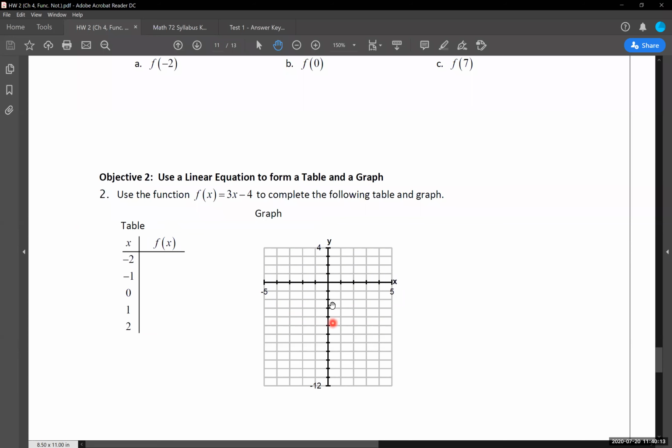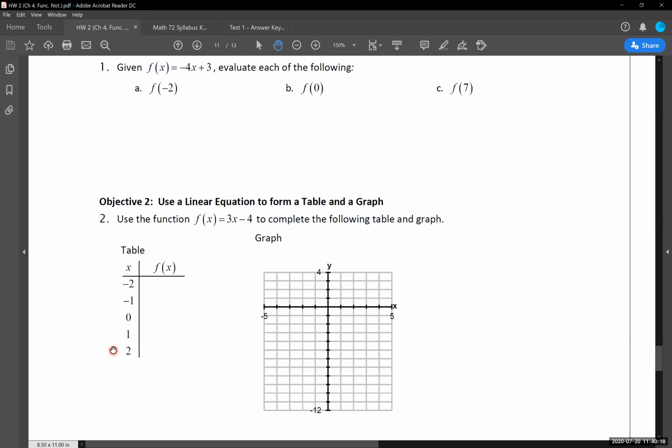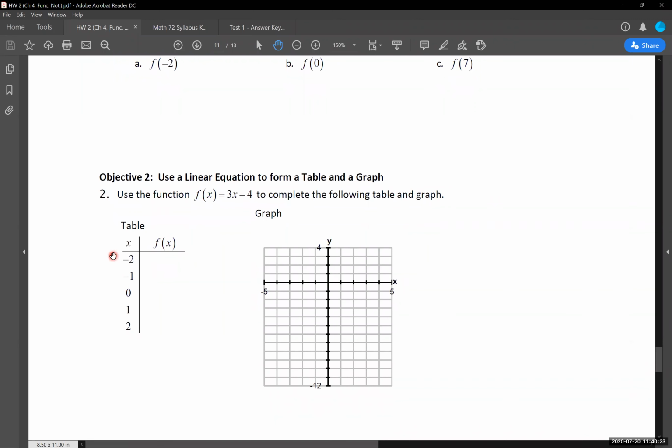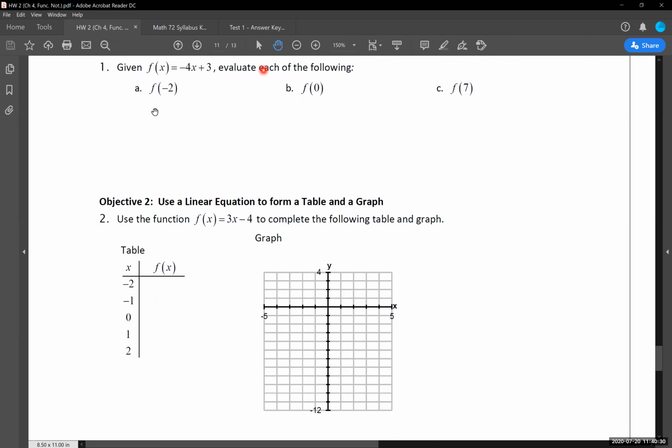So for this one, we've been given a bunch of input values, and just like we did up here, we would write out f of negative 2. We would substitute that negative 2 in for x in our equation, just like we did with these examples, and we would find each of these 5 points. Then we would choose 2 of them, plot them on the graph, and connect them together. So we're just calculating points and then graphing. Graphing is the exact same thing as we have done previously.